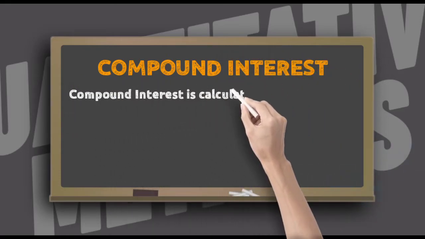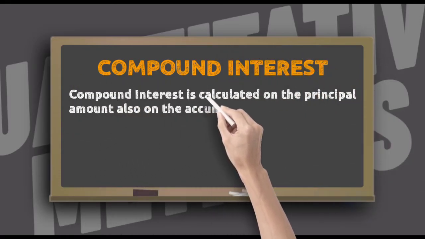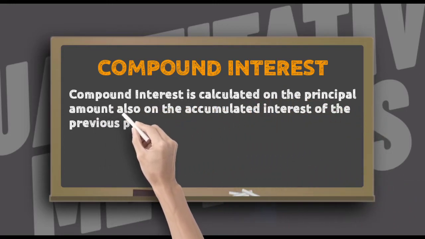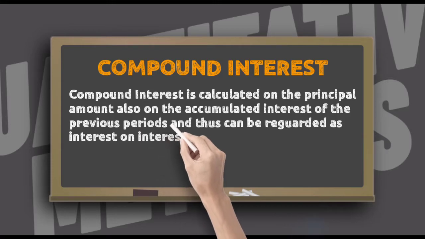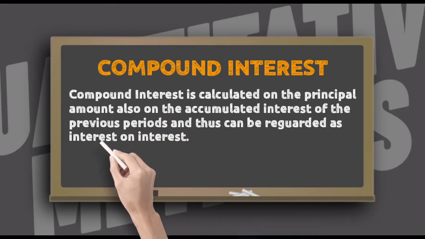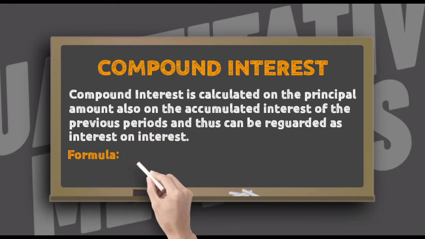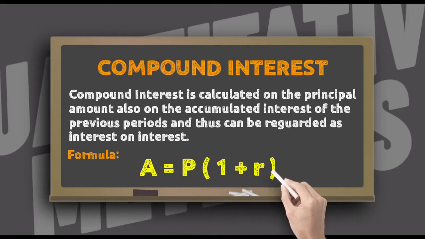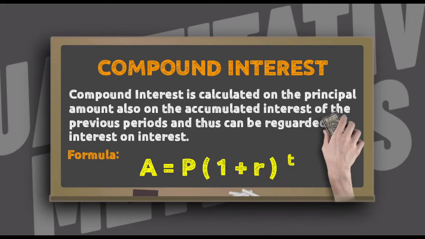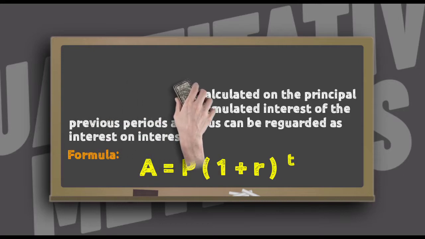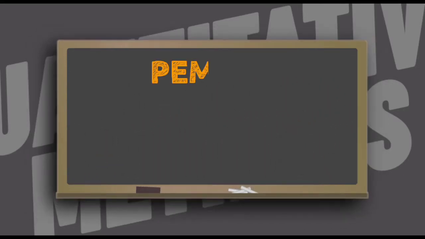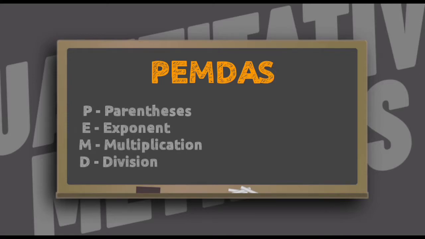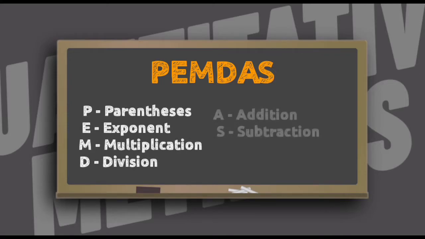Compound interest is calculated on the principal amount and also on the accumulated interest of previous periods, and thus can be regarded as interest on interest. So the formula of getting the compound interest is amount equals principal, open parenthesis, 1 plus rate, close parenthesis, to the power of time. But first, in solving our problem, we will be following the rules of PEMDAS.